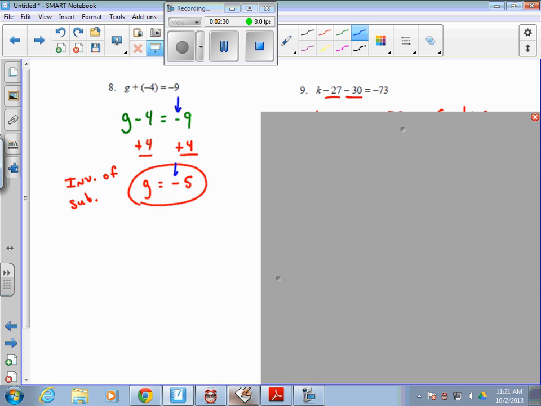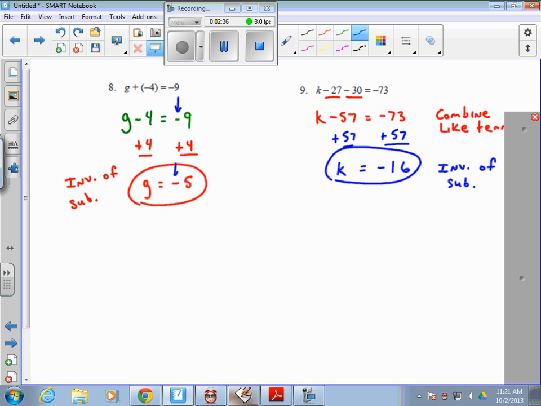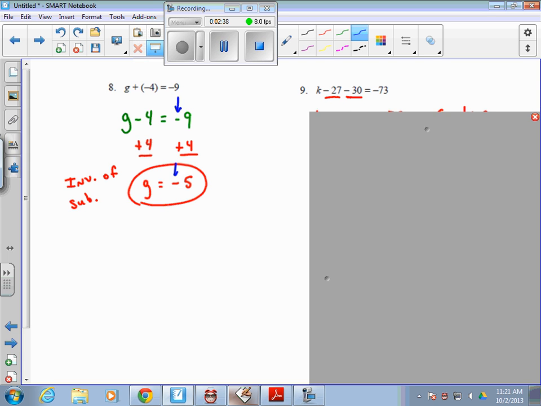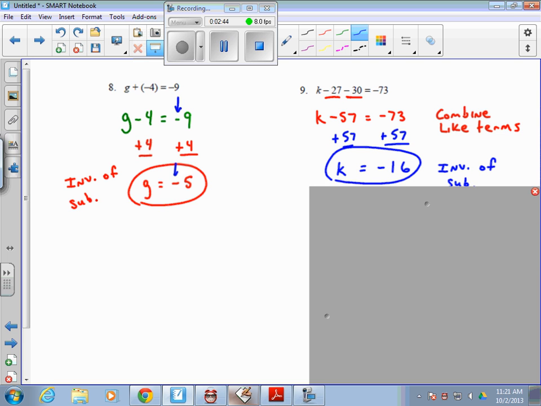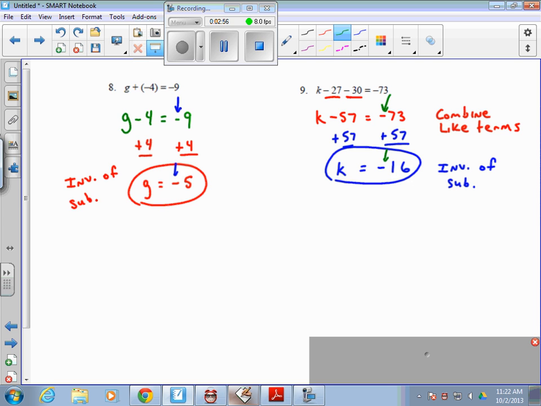Inverse of subtraction again. You have to combine for number 9, negative 27 and negative 30. Same signs, add them up, you get negative 57. Negative 57. Undo k minus 57 by adding 57 to both terms. When you add 57 to negative 73, subtract the absolute values. Again, you get 16. And keep the higher absolute value, which is 73. That's why it remains negative 17. And again, that's the inverse of subtraction.